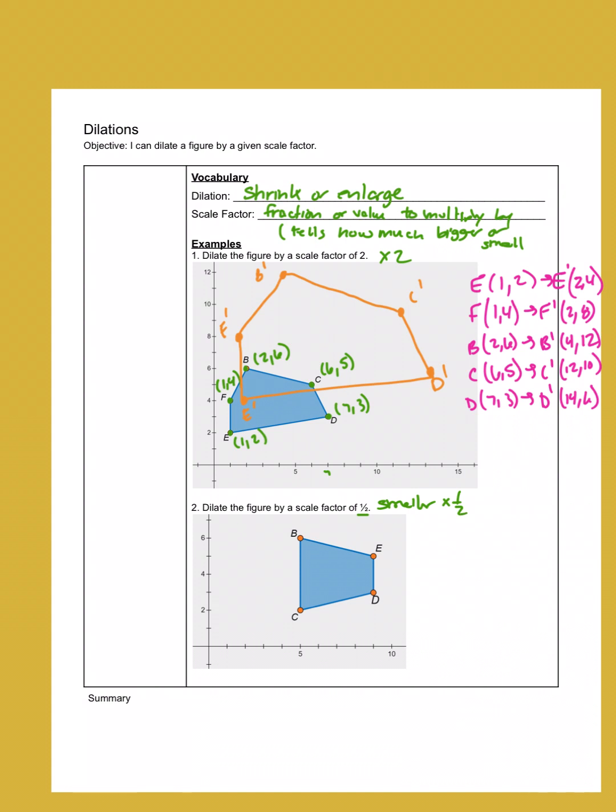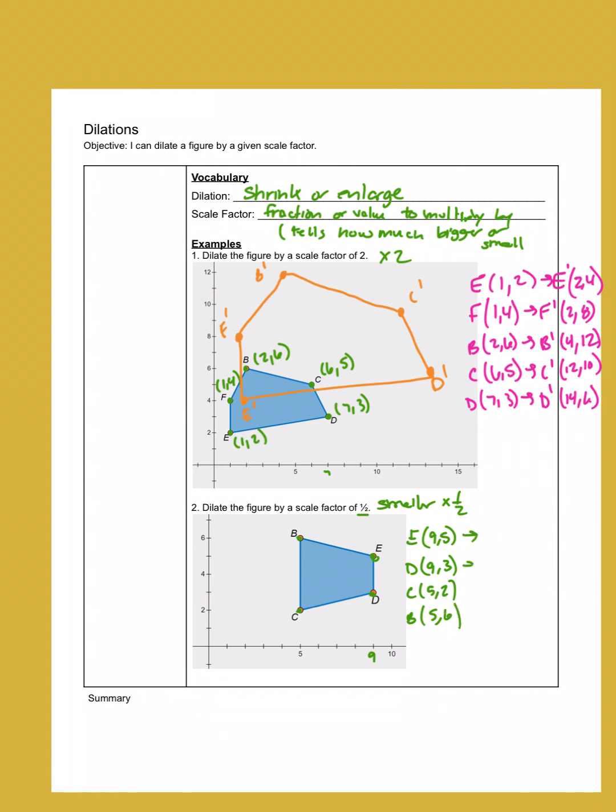We're going to start by doing the same thing. I'm going to get the ordered pairs for all these points. I'm just going to go ahead and write them off to the side this time. So E is at 9, 5. D is at 9, 3. C is at 5, 2. And B is at 5, 6.